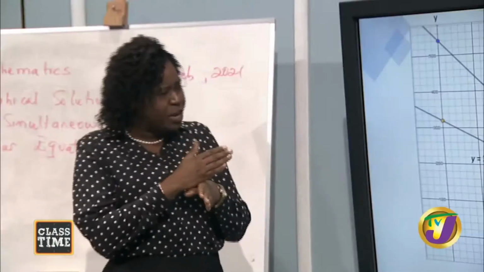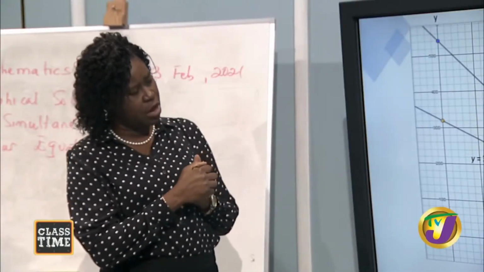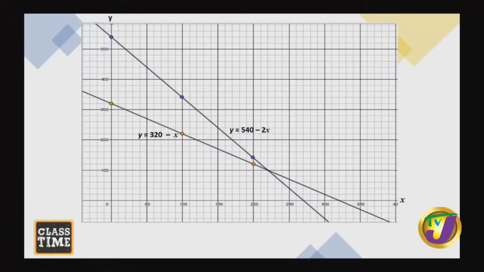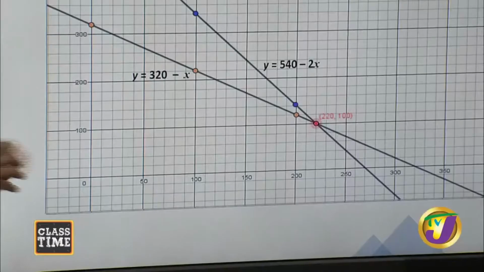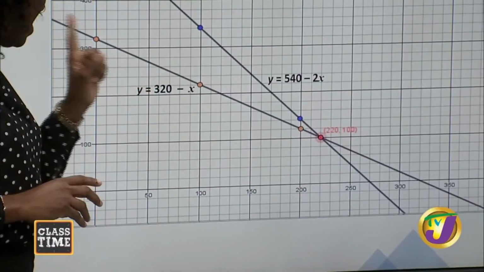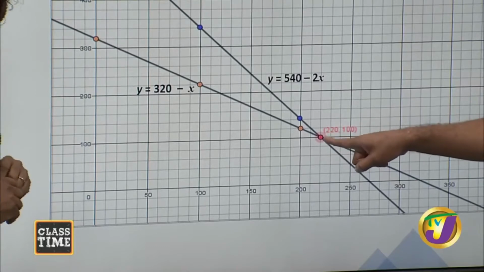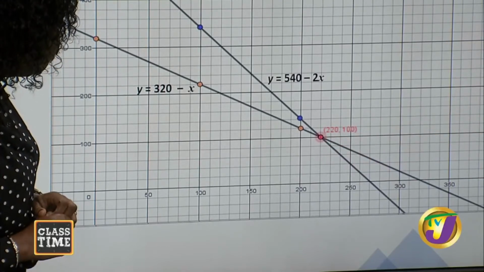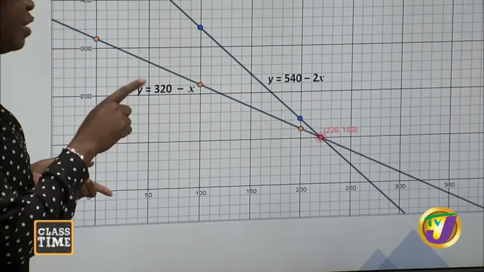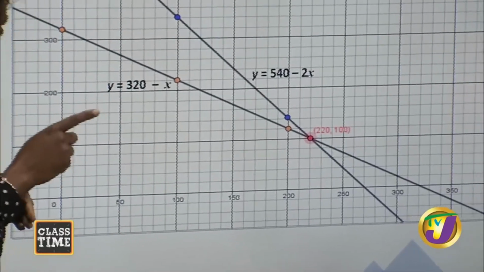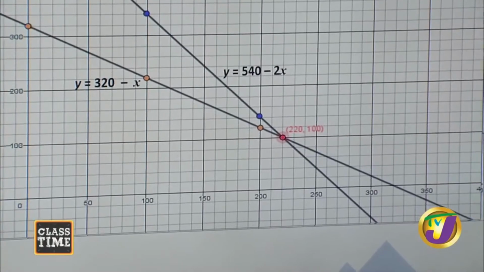Okay. So when I look at the 2 graphs here, I see that the 2 graphs intersect at this point. Ah. So that point would be the cost of the 1 patty and 1 orange juice. So right here is a point of intersection marked in the red. So I'm seeing 220 for the X value, which was the cost of the patty, 1 patty, and 100 for the Y value, the cost of an orange juice.